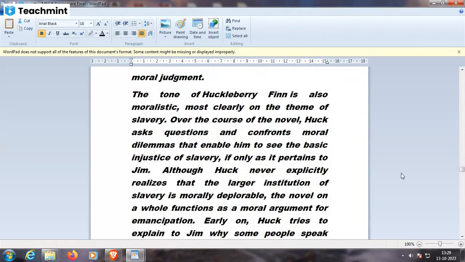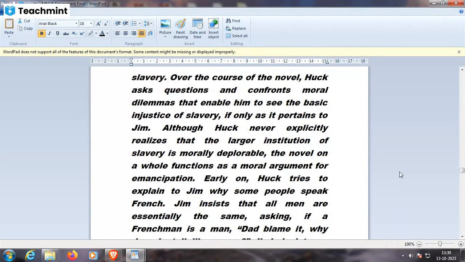The tone of Huckleberry Finn is also moralistic, most clearly on the theme of slavery. Over the course of the novel, Huck asks questions and confronts moral dilemmas that enable him to see the basic injustice of slavery, if only as it pertains to Jim. Although Huck never explicitly realizes that the larger institution of slavery is morally deplorable, the novel as a whole functions as a moral argument for emancipation.